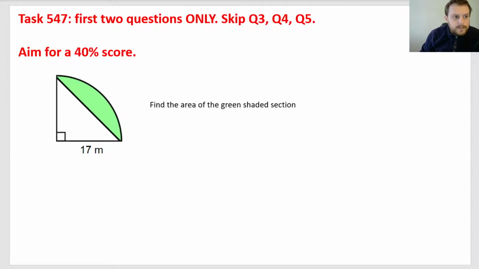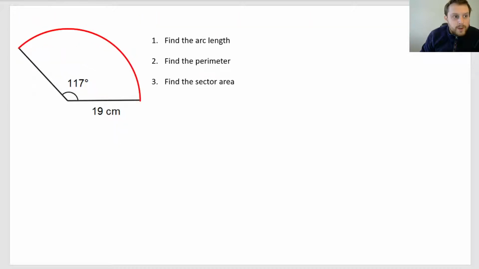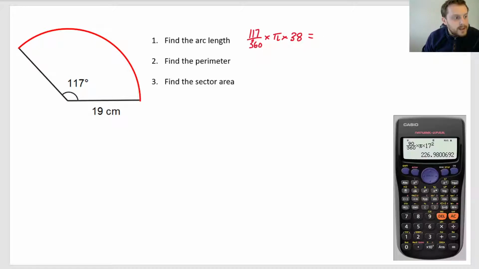Right. For those of you that want to watch a few more examples, here we go. So find the arc length. I'm going to do 117 over 360 and multiply that by pi times 19 doubled, which is 38, because remember, I want to use pi d. So whatever that is, we have to use the calculator.